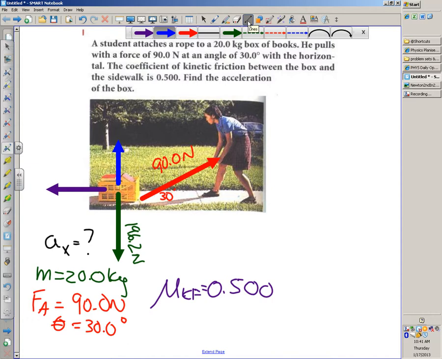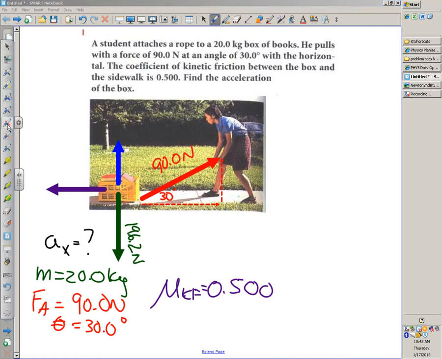This applied force is not on the horizontal axis of this problem. It's not on the vertical axis of this problem. That means it has components. It has a horizontal component like this, and a vertical component like this. Because of the information they've given us, we can find those two components using our trig functions.